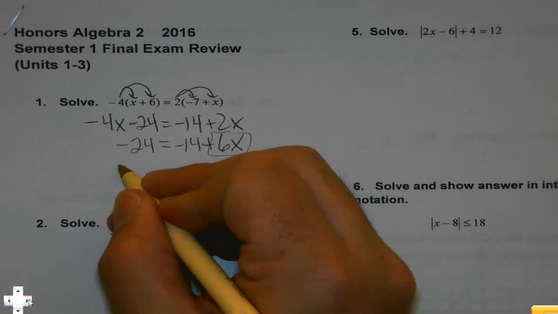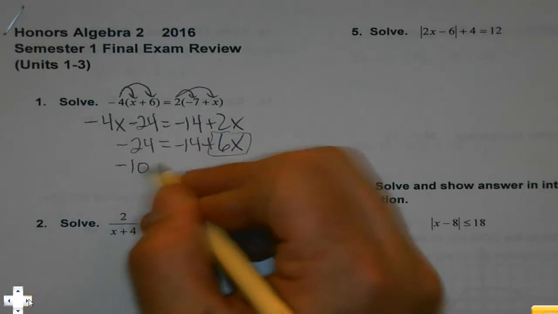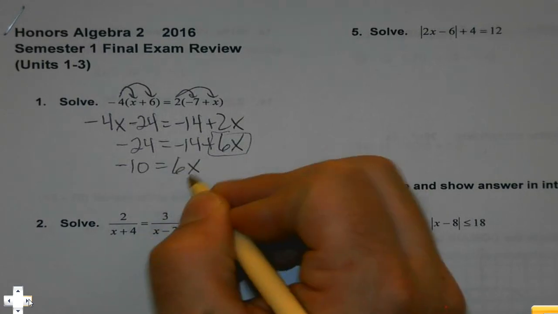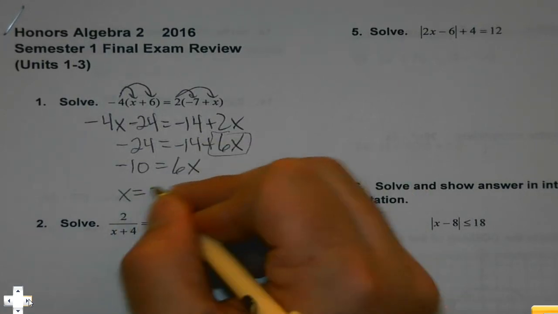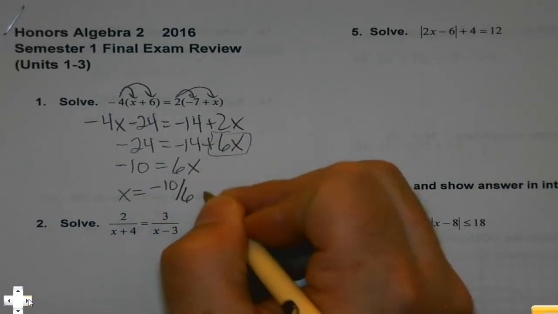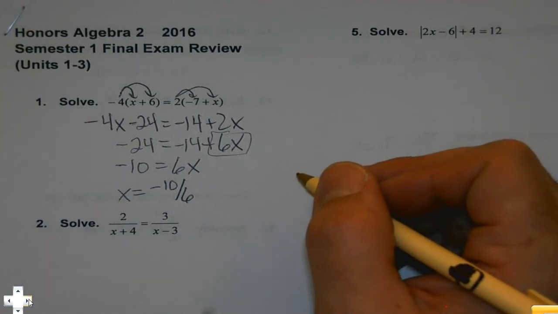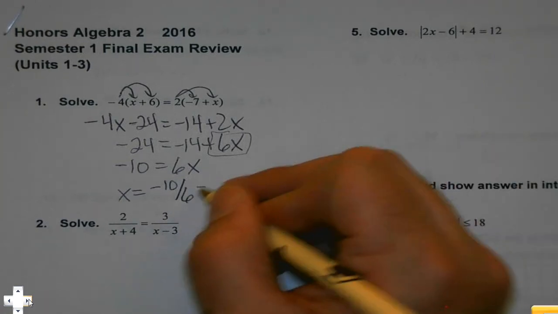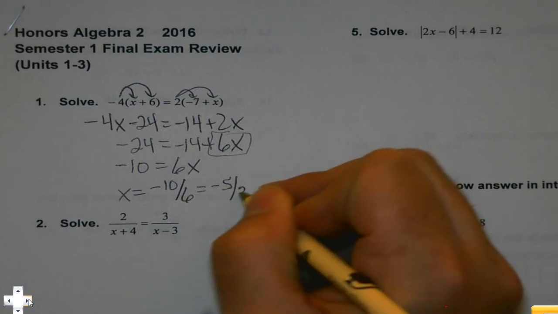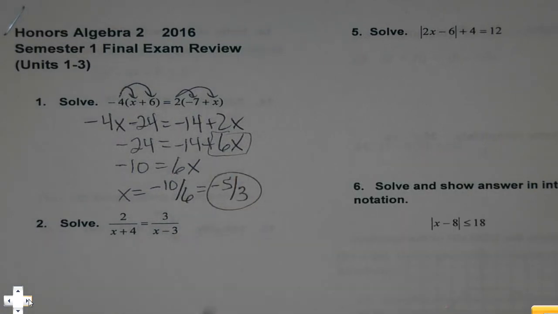Isolate my x term, so add the 14 over. And divide by 6. Now, a couple things to make you aware of here. First, when you have multiple choice on the final, they will not be in decimals. Second of all, they will be in reduced fractional form. So if you get an answer and you think, man, I think I did everything right, check to make sure you reduced it completely, because if you didn't, well, that could be one of your issues.